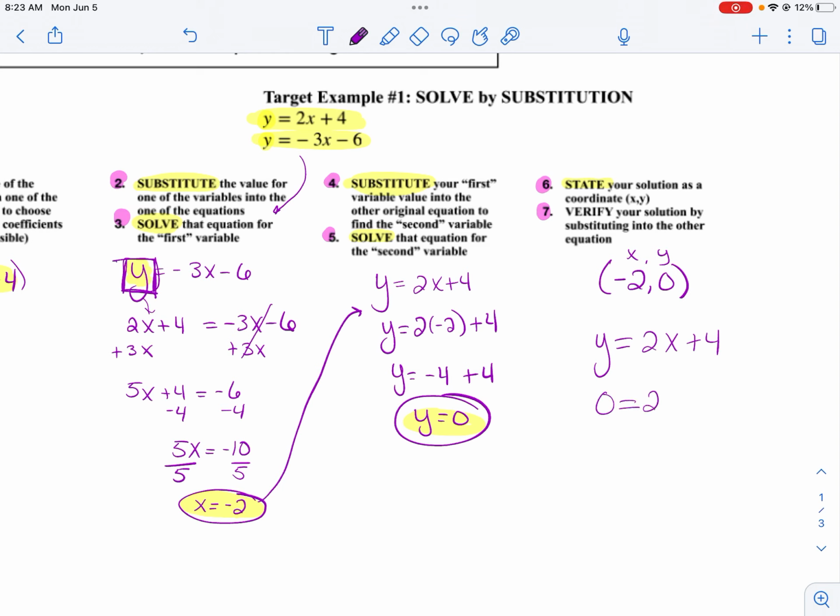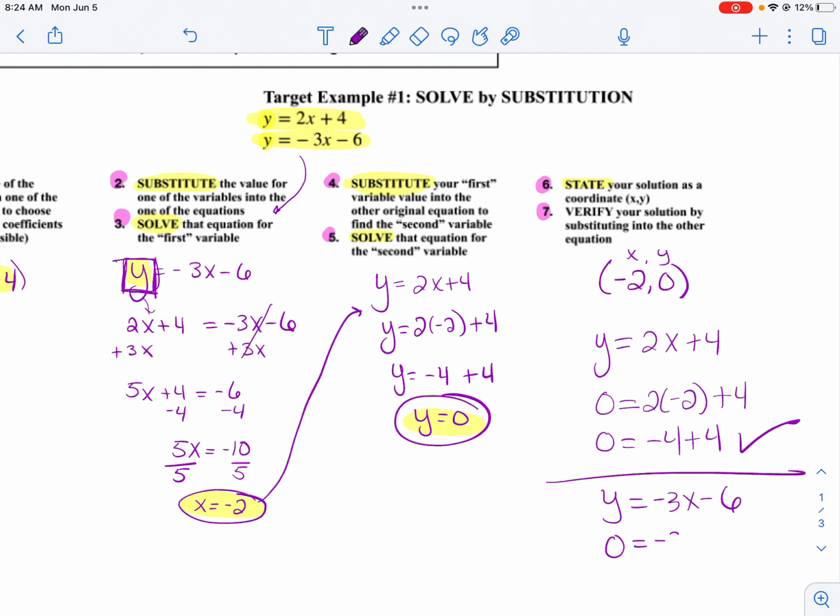So it would look like 2 times -2 plus 4. Double check your math and make sure that equals, right? And then the second one, again, 0 for y, -2 for x. Double check that that math equals, and it does, right? So if both of them check out, that means that we were correct.